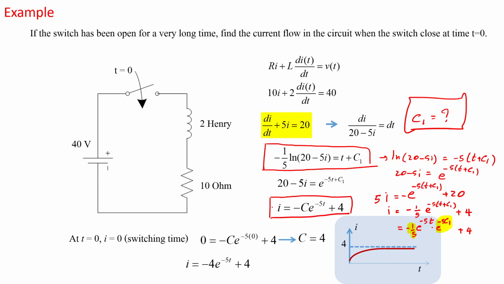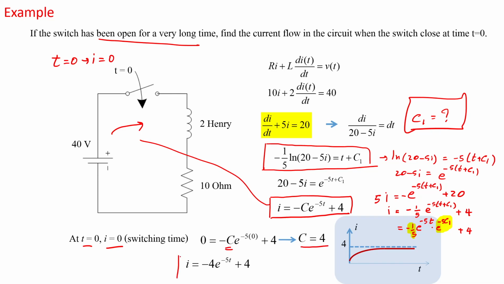This is the characteristic of the current. When the switch is closed, the current will flow with this function. Okay, the current will flow in this function. And what we know is that at t is 0, the current is 0 because it has been open for a long time. So the current starts from 0 at t0, right? Therefore, this is 1, right? So we can solve for C is 4.